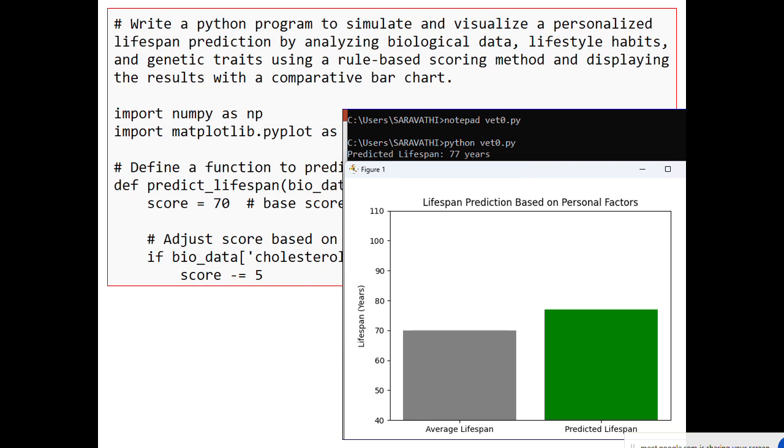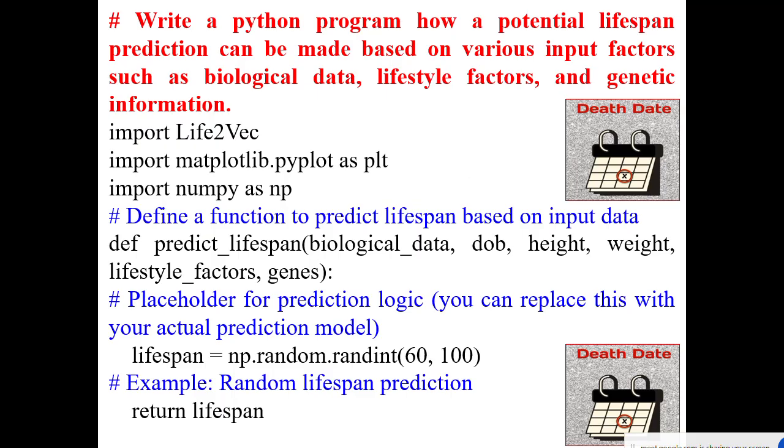So import NumPy as np. I will explain Python programming after the introduction so that you can understand very well. The required libraries we are installing are NumPy, Matplotlib, etc. Then we are defining functions like predict lifespan. The actual average lifespan is 70 and the predicted lifespan is so and so. So I will execute this program.